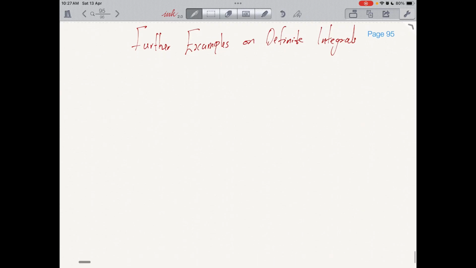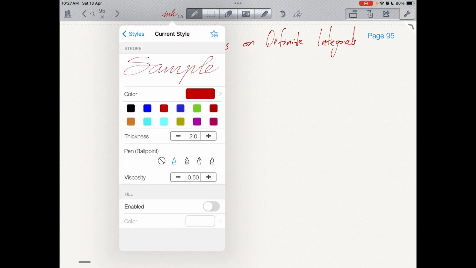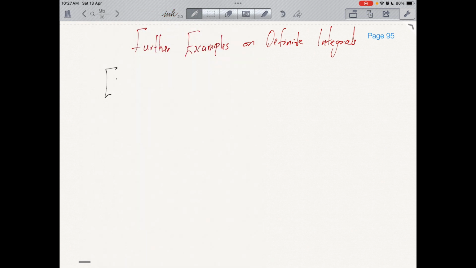We'll be taking more examples on definite integrals. And remember that when we have the format of f(x) from a to b, where b is the upper limit and a is the lower limit, we're going to substitute the upper limit first and the lower limit will be subtracted from it. So let's take more examples.